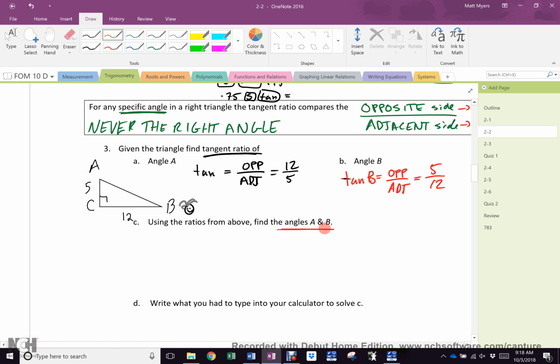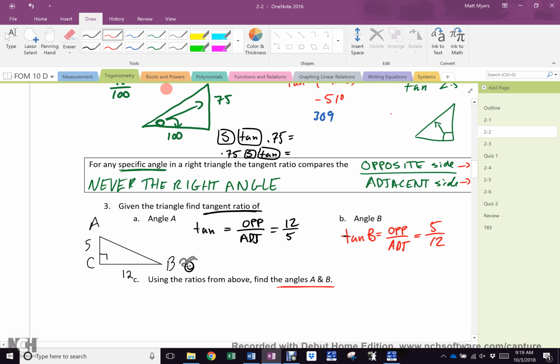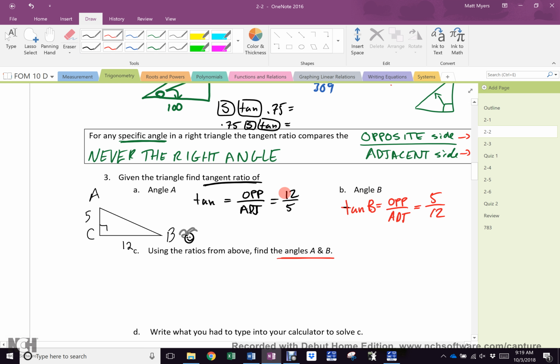To find an angle, is it tan or shift tan? Shift tan. So I know I need to do shift tan and then the decimal, don't I? But did I give you the decimal here? How do we find this decimal? 12 divided by 5.